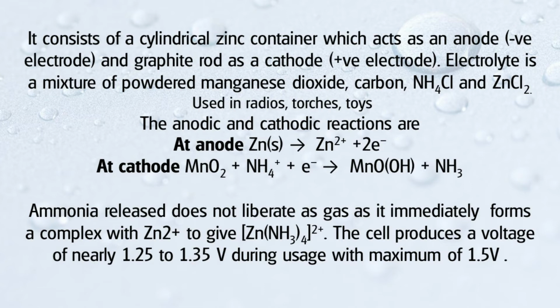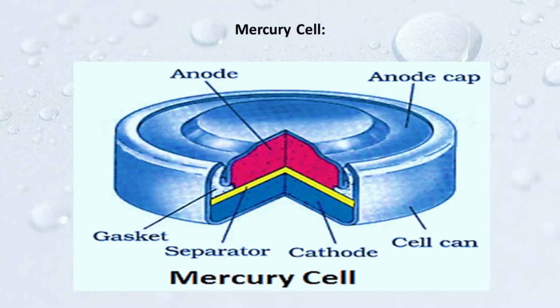Some of the disadvantages of this dry cell is that it does not have a long life due to the presence of ammonium chloride, which is actually acidic, and it corrodes the zinc. Even if the battery is kept for long without use, the zinc gets corroded and the battery starts to leak.